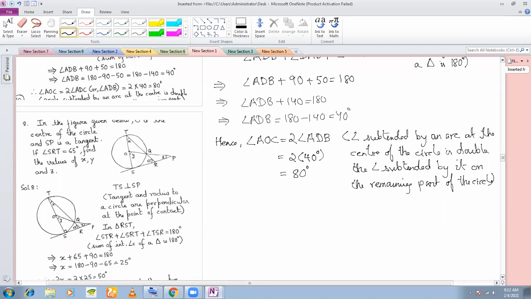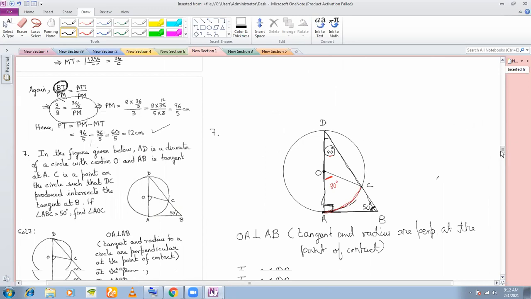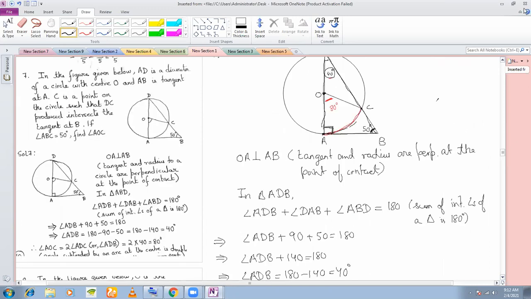Okay, any questions on any part of this? If not, then I can move to the next problem.